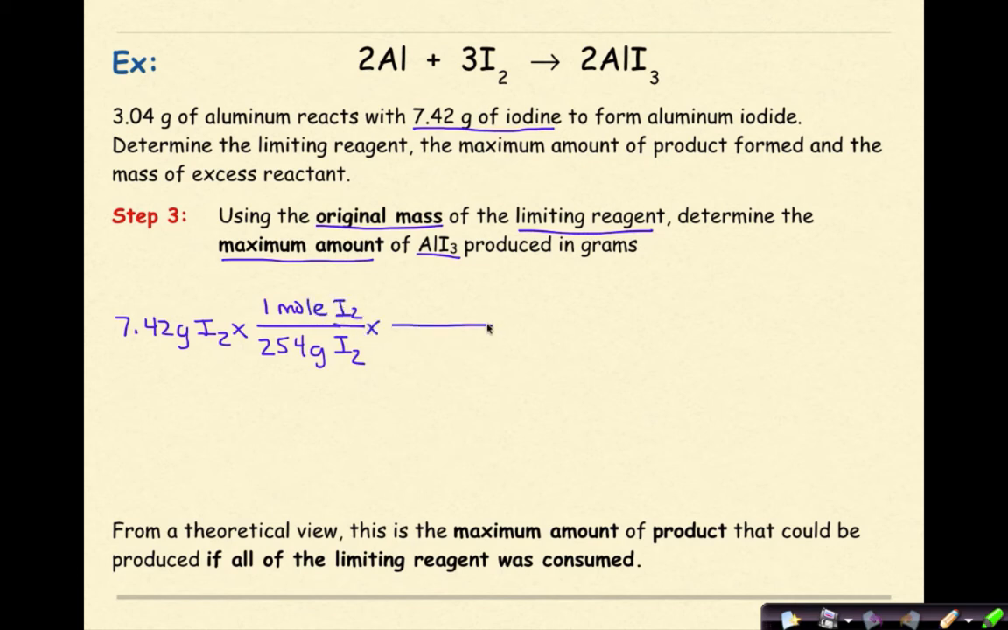And now what they ultimately want is the maximum amount of AlI3 in grams. So this second ratio here is going to be a ratio between moles of I2 and moles of AlI3. So if I have I2 on top here, that's going to go on the bottom here. So moles of I2, and I want to get to moles of AlI3. And again, I'm going to go back to my balanced equation because this section right here is just a mole-to-mole problem. I'm going to look at the coefficient in front of I2, which is 3. I'm going to look at the coefficient in front of AlI3, which is 2. And now I'm in moles of AlI3.